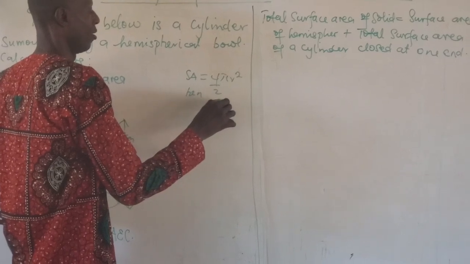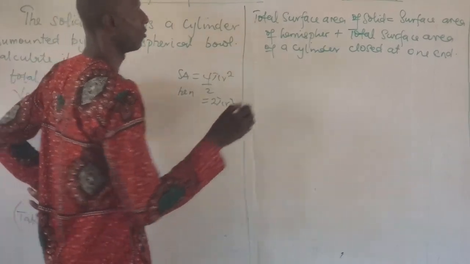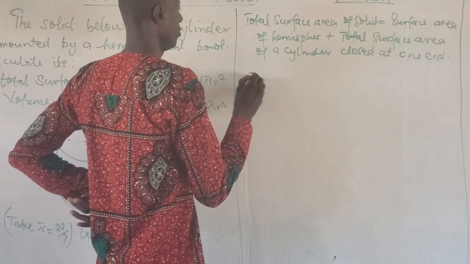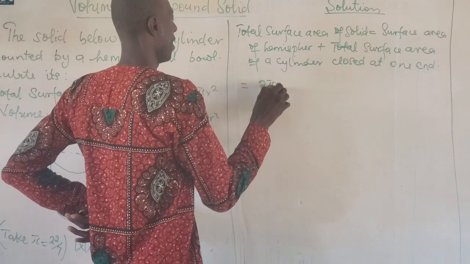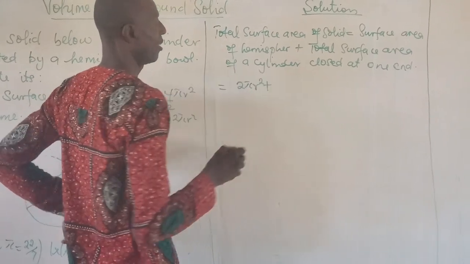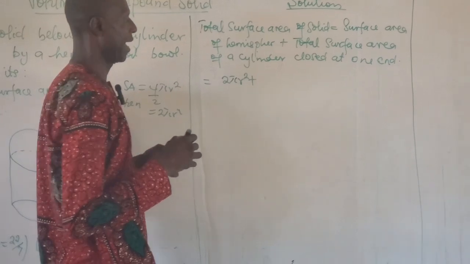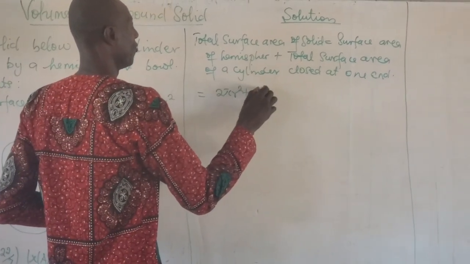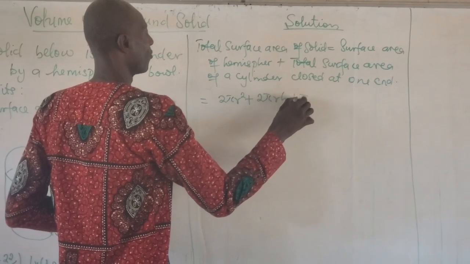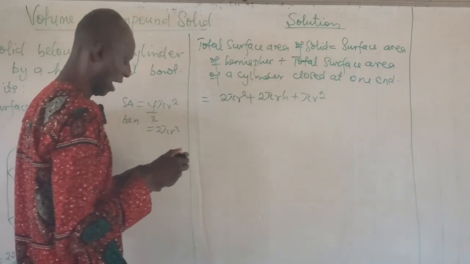Let us talk about the formula for the surface area of a sphere. The surface area of a sphere is 4 pi r squared. So the surface area of a hemisphere is half of this. When you divide this by 2, it gives us 2 pi r squared. So the total is 2 pi r squared plus, for the cylinder closed at one end, 2 pi r height plus pi r squared.